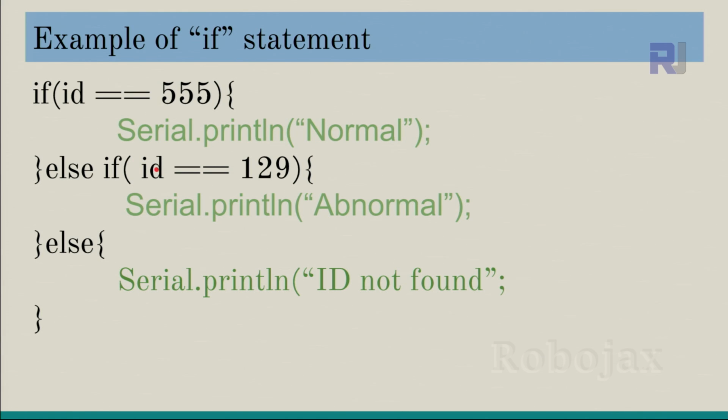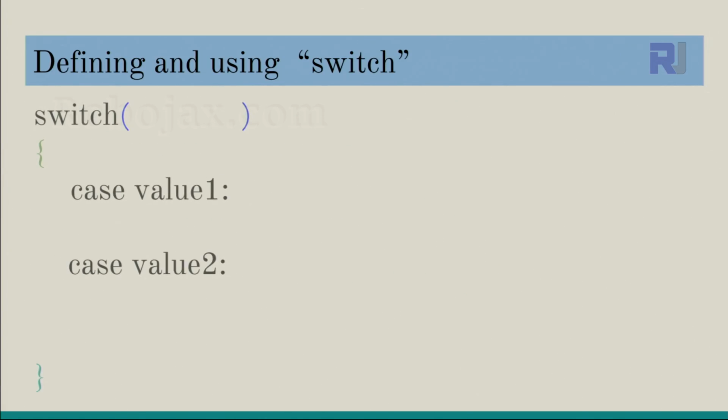Now we check if id is equal to 129 with the two equal signs, and we print this text and say abnormal. Else means if this is not true and this is not true, in case these two are not true, then just say id not found. Here is how we define it.